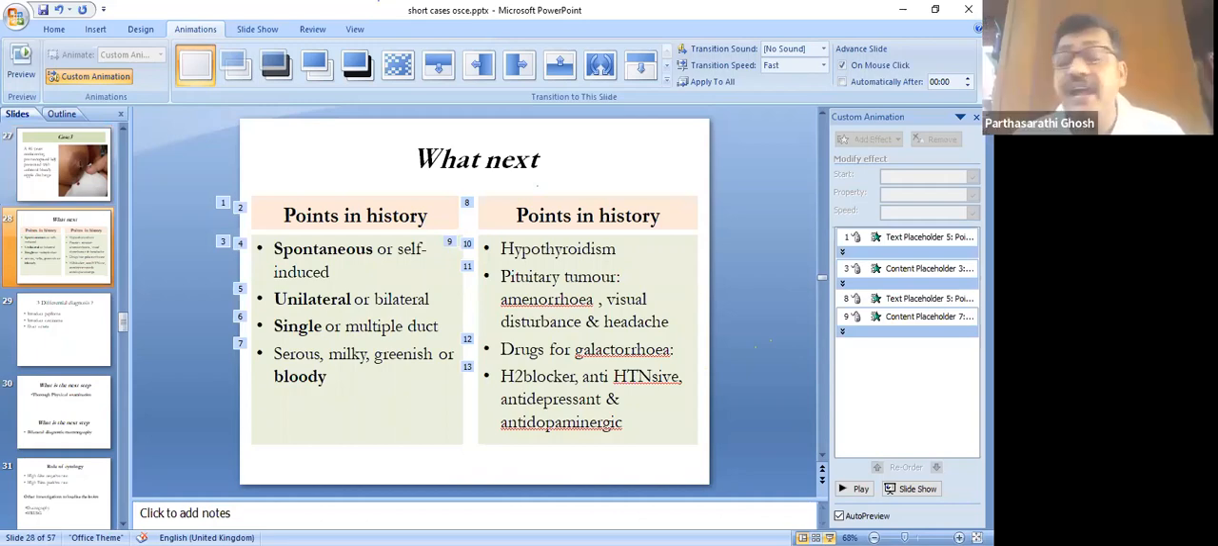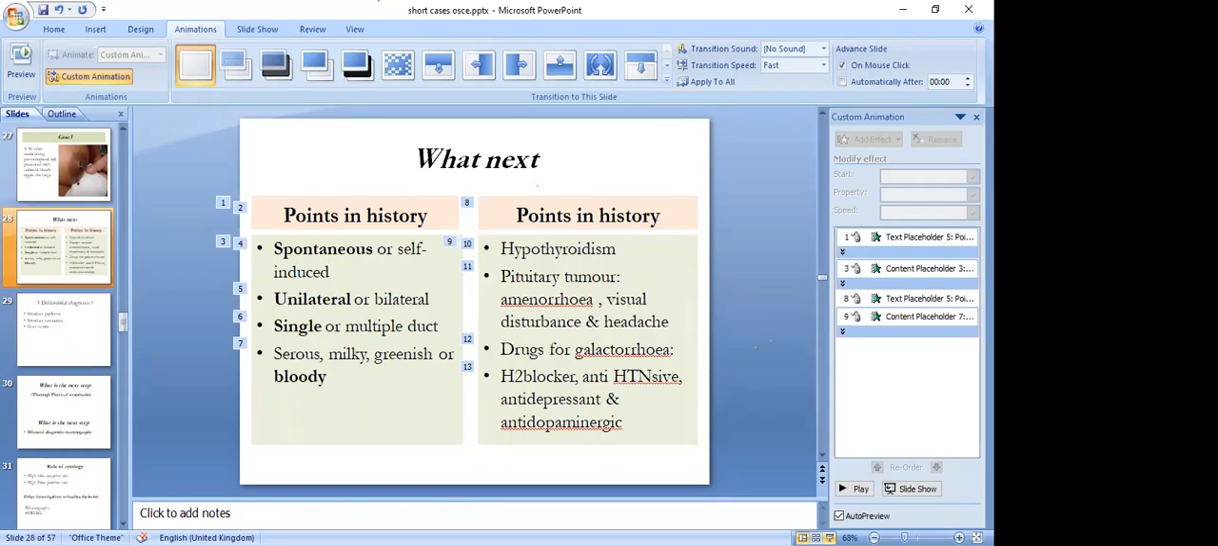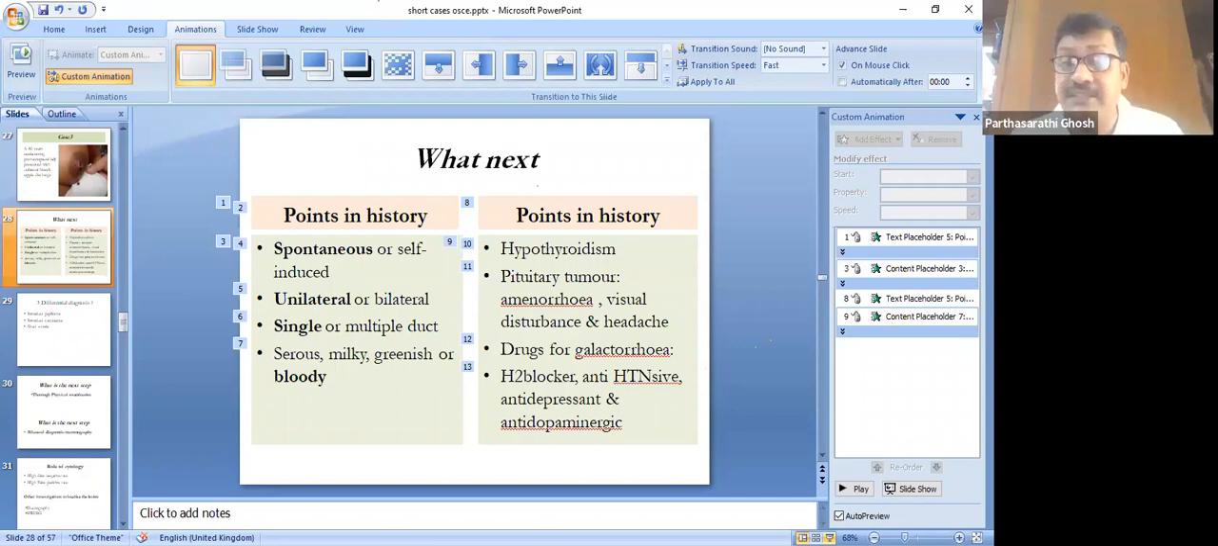So whether it is unilateral or bilateral, you are absolutely right. Whether it is spontaneous or self-initiated, whether it is a single duct or multiple duct discharge, and of course, the nature of the discharge. In this case, it is a bloody one. But in other nipple discharge cases, people forget to take the associated history, like hypothyroidism, pituitary tumors, amenorrhea, visual disturbance, and headache, and the drugs which sometimes produce galactorrhea. So these are the things: the drug history, any pituitary tumor history, and hypothyroidism most importantly.